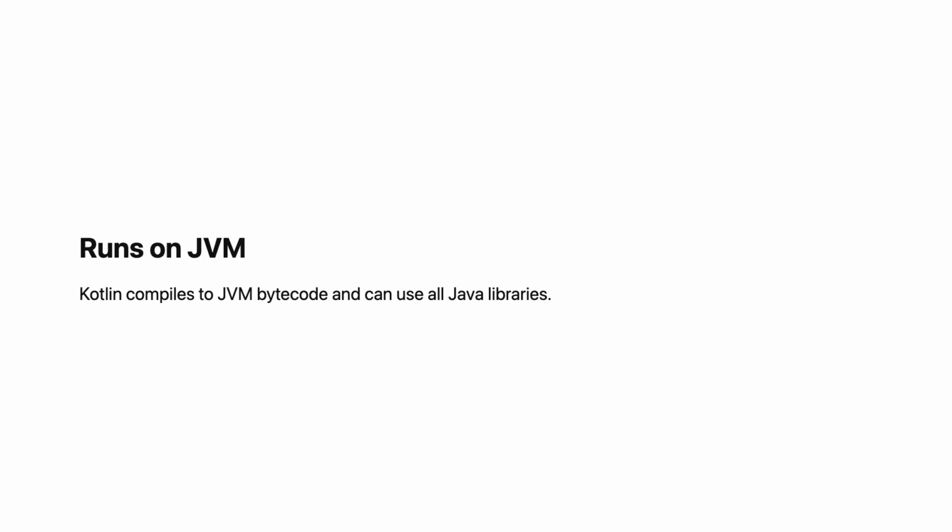Kotlin is also interoperable with Java. Kotlin code can call Java code. Java code can call Kotlin code. You can mix both in the same project. This is practical. Many companies have existing Java code. They can adopt Kotlin gradually, file by file. No need to rewrite everything.